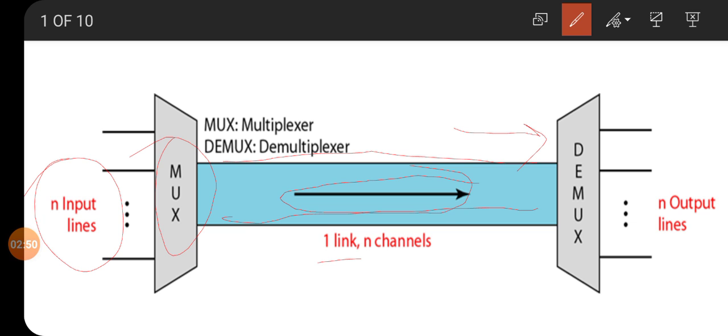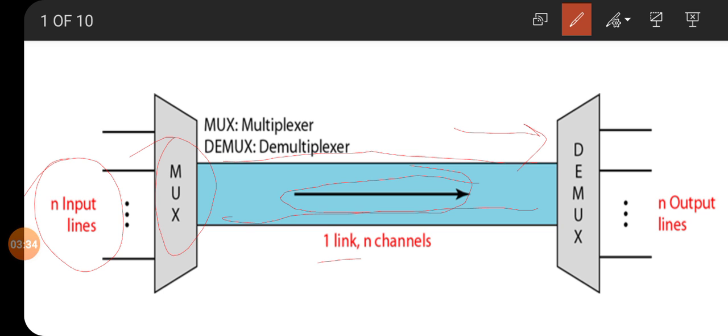Once again, I will repeat. Multiplexing means the process of combining multiple signals into a single signal and transmitting that single signal through a common channel. Demultiplexing means retrieving multiple signals from a single signal that has been received from the source or multiplexer. This process is called demultiplexing.